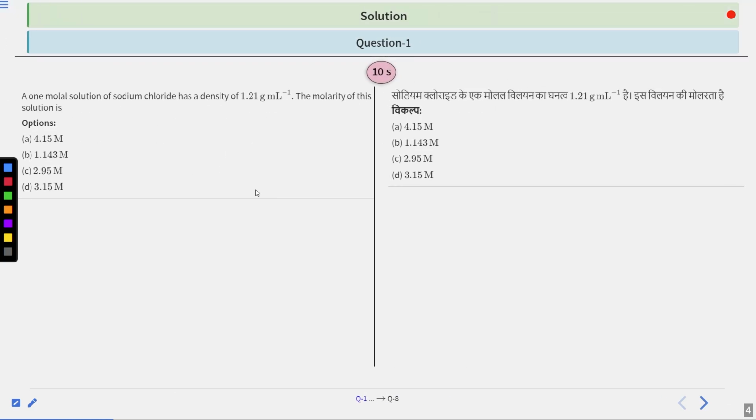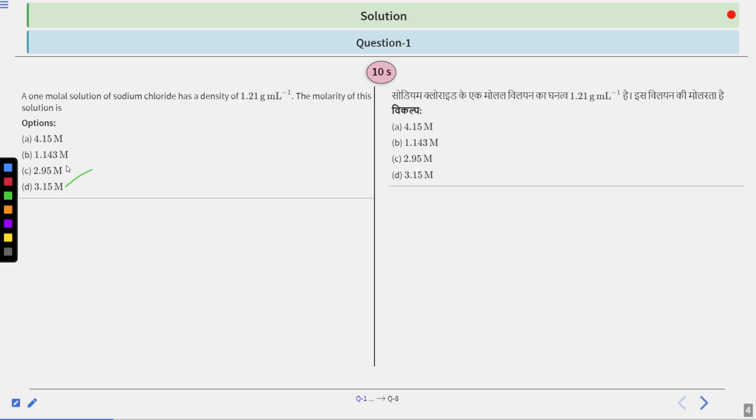Question number 1. 1 molal solution of sodium chloride has a density of 1.21 gram per ml. The molarity of this solution is, your options are A 4.15 molar, B 1.143 molar, C 2.95 molar, and D 3.15 molar.